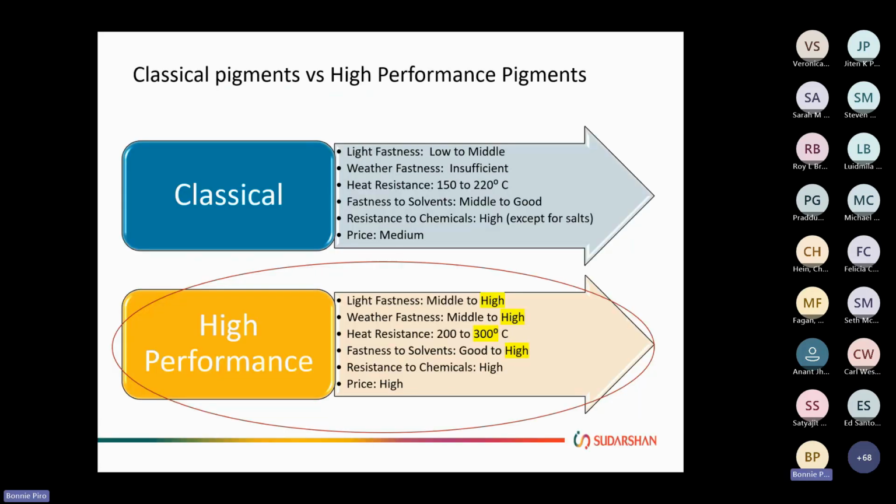As I mentioned, these are high performance pigments, and in this particular example, these are on the high side of the high performance pigments. So they do bring with them high light fastness, high weather fastness, high heat resistance, and high fastness to solvents and chemicals.